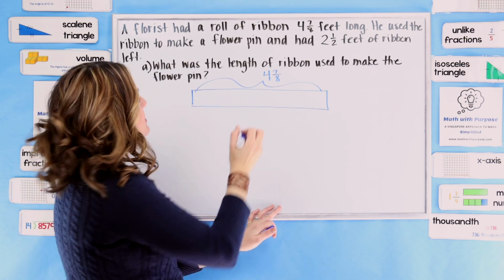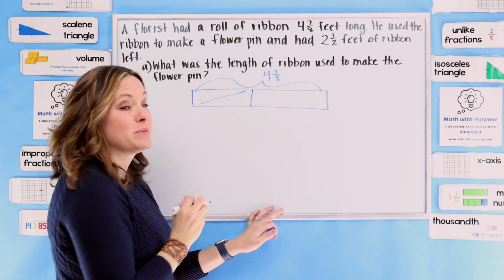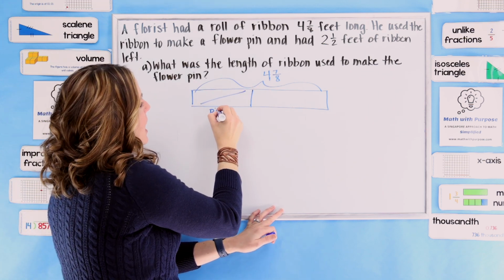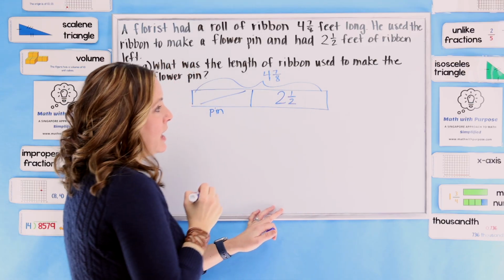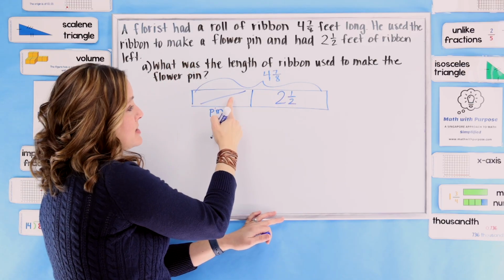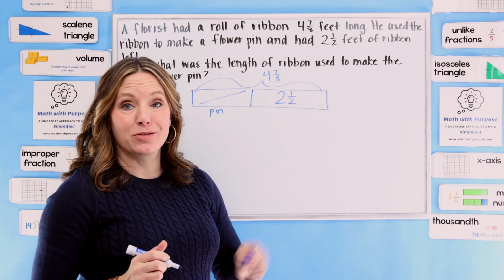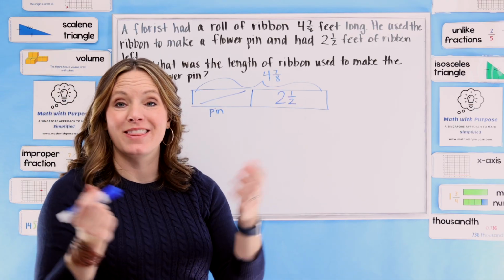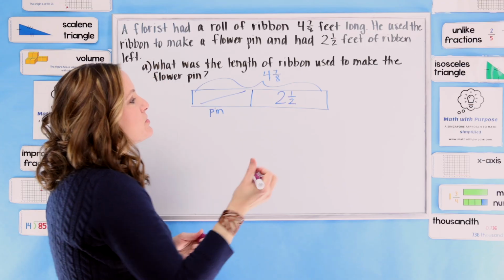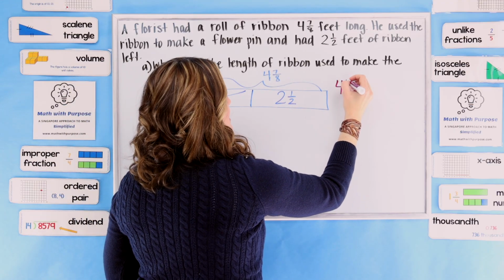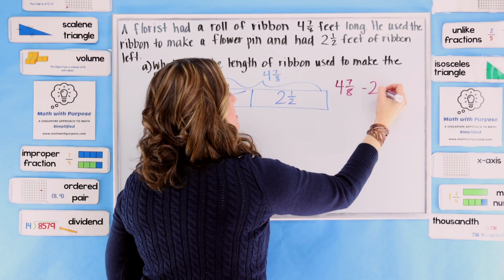What do we know about the problem? He's going to use part of that ribbon to make his pen. And then he's going to end up with 2.5 feet left. We see a whole, take away a part, and we have a part remaining. So we know that's subtraction. So let's subtract it together. Let's figure this out. So we have 4 7/8, and we're going to take away 2.5.